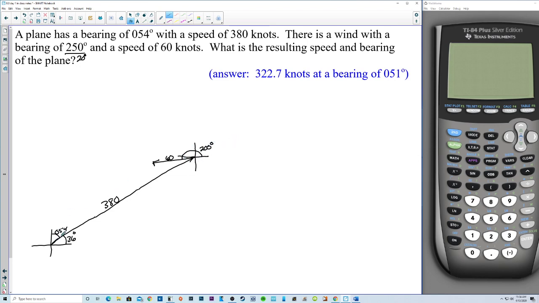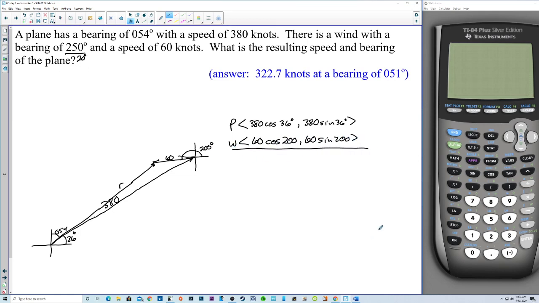Now we want the resulting vector. We want the resulting path of the plane. So we want that right there. Let's get the plane. The plane is 380 cosine of 36 degrees and 380 sine of 36 degrees. The wind is 60 cosine of 200 and 60 sine of 200. And let's use a calculator to get the result.